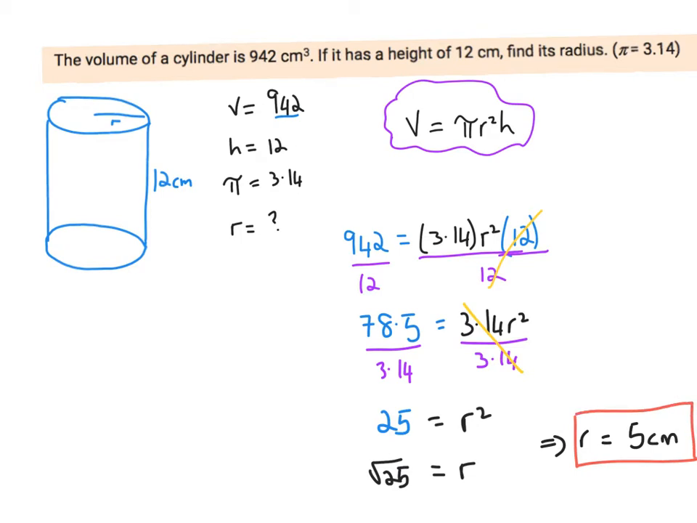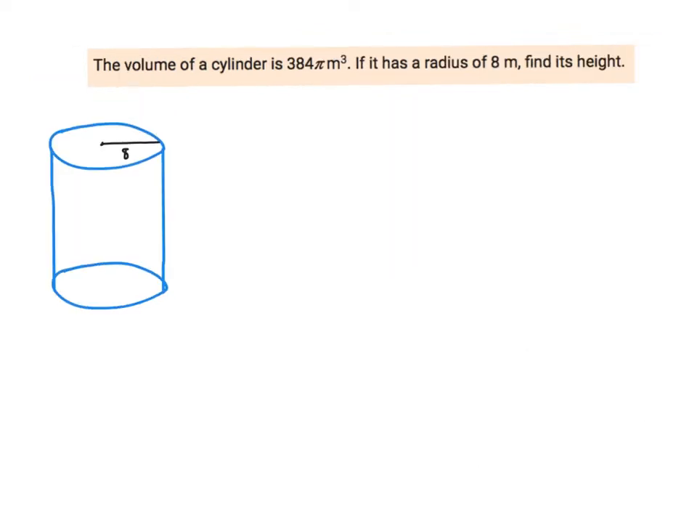So it has to be 5 centimeters because they're all in centimeters or centimeters cubed. And so that's our answer there. So all these questions, all we're doing is writing out what we know and substituting into the formula and then working down. So we'll look at one more. Okay, so here in this question, I've sketched out a bit of it. So we're told the volume is 384 pi.